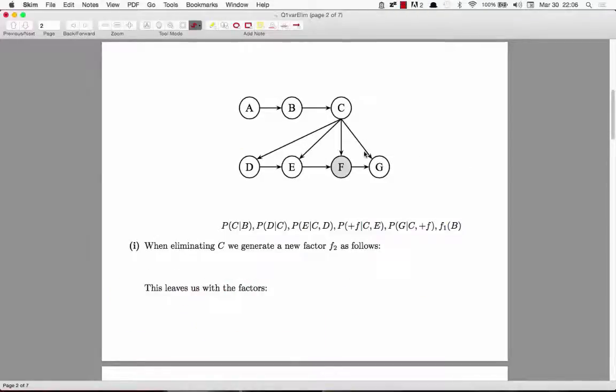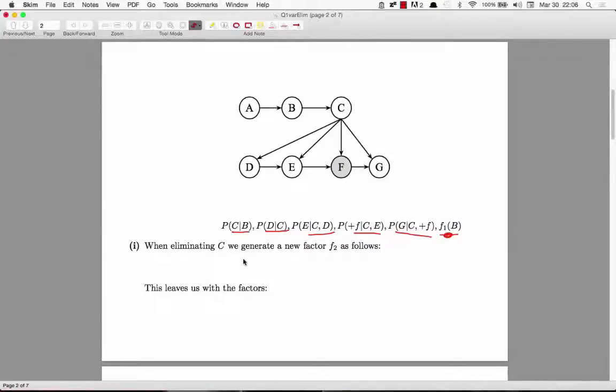Now let's move on to the question that we have to solve. The first part asks us to look at what happens when we eliminate the variable c. We already eliminated a and got this factor f1b after eliminating a, and now we are going to eliminate c and see what comes up. So what are the factors which contain c? It's basically all of these factors that contain c, except obviously f1b. This factor here does not contain c, but all of the others do.